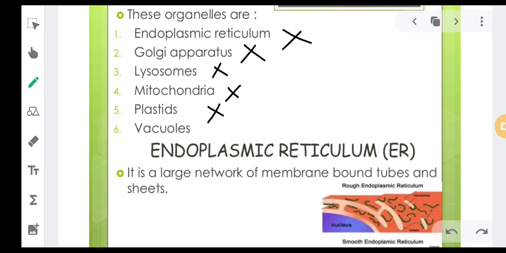So today we have seen the functions and uses of the plasma membrane, or the cell membrane. Then we have seen the cytoplasm, then the nucleus. Now there are 6 more we have to study: endoplasmic reticulum, Golgi apparatus and its functions, then lysosomes, mitochondria, plastids and vacuoles. We will be covering these in this video.